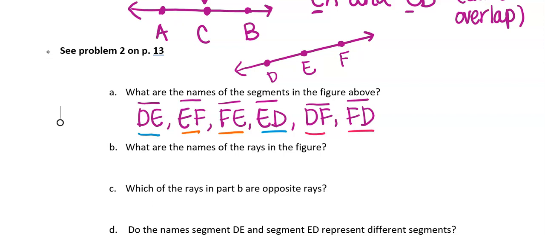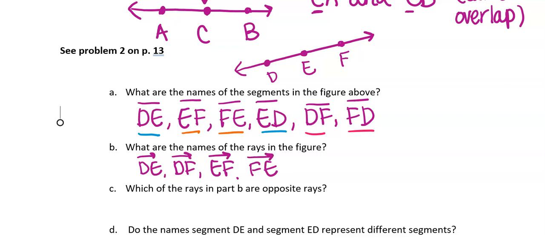What are the names of the rays in the figure? So remember, rays have 2 letters, and the points need to start somewhere and go only in one direction. So I'm going to say ray DE. I'm going to say ray DF, so I'm only going to the right so far. We could also have ray EF. That pretty much takes care of all the ones going to the right. The ones going to the left will be different, so I need more names this time. I'm going to say ray FE.